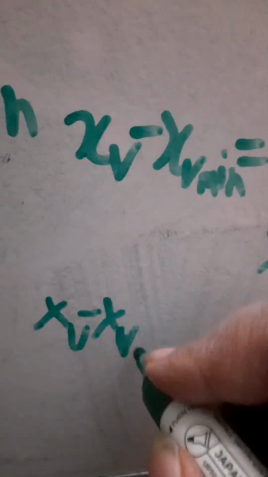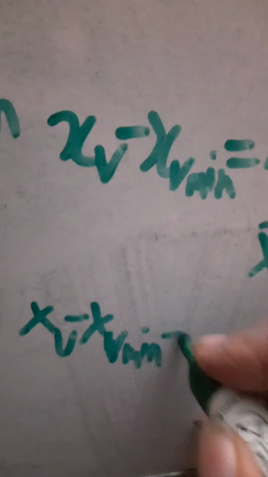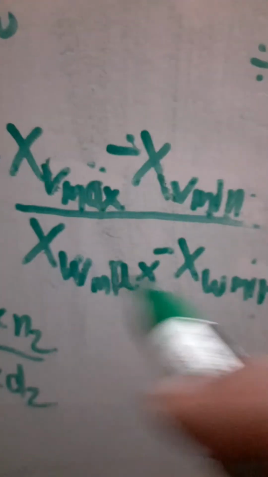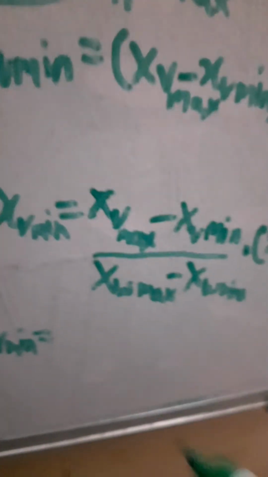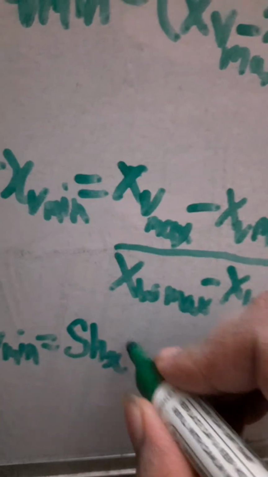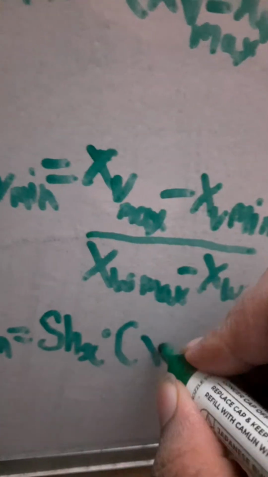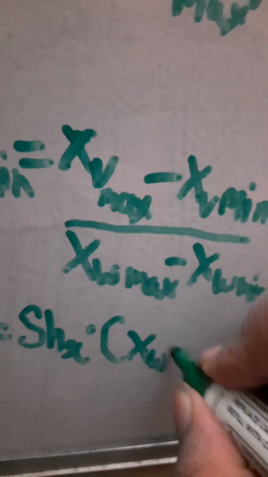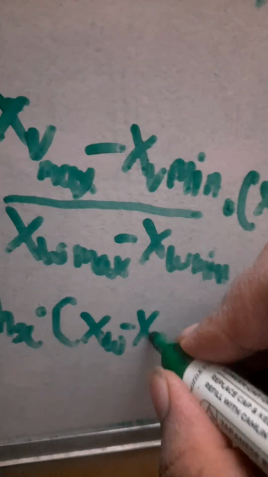xv minus xv min equals, this is what this formula looks like, same stuff, so I can replace it by the shear factor, shx, times xw minus xw min.